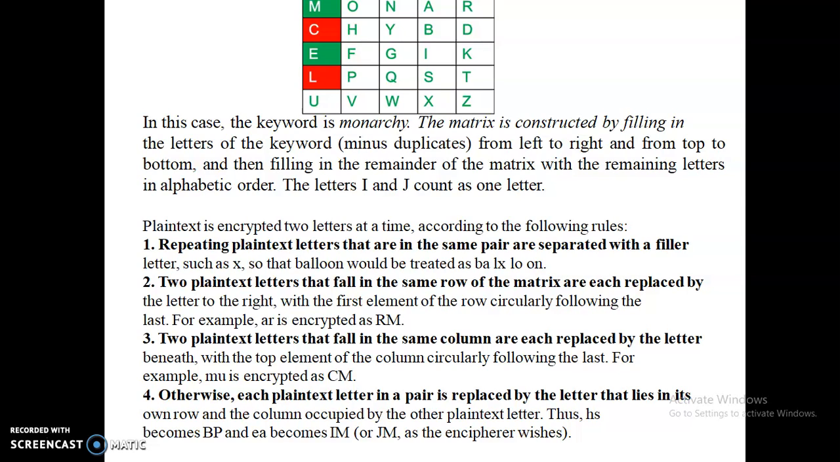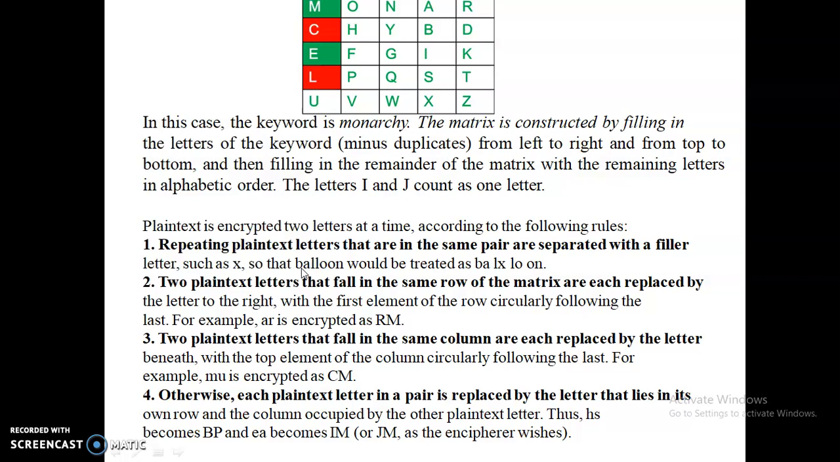The plain text is encrypted two letters at a time according to the following rules. According to these rules only, you have to encrypt the plain text using this Playfair cipher technique. The first rule is that repeating plain text letters that are in the same pair are separated with a filler letter such as X, so that balloon would be treated as BA LX LO ON. Here you can see the repeat.